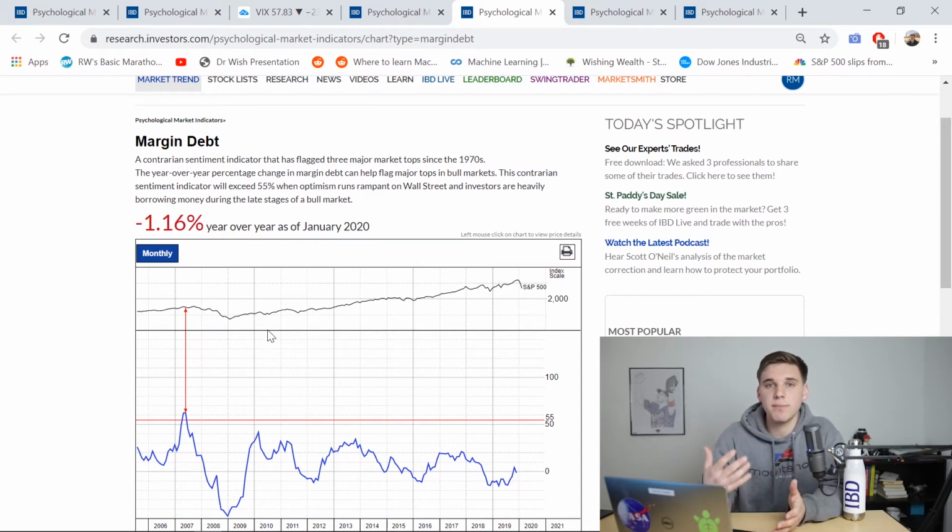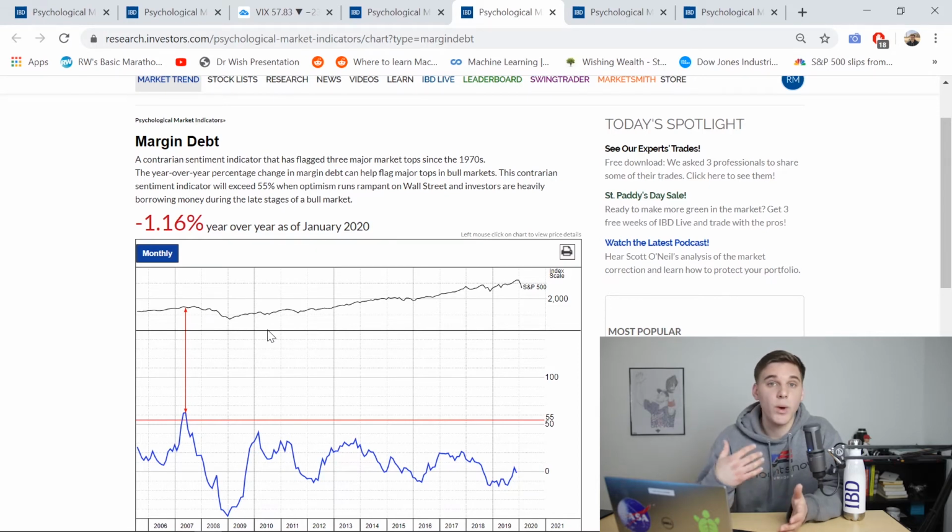And essentially what this measures is the amount of margin that investors are taking on. And this is particularly important during the late stages of a bull market. And if this contrarian indicator exceeds 55%, that means that investors are being way too optimistic and loading up on margin in order to buy stocks.